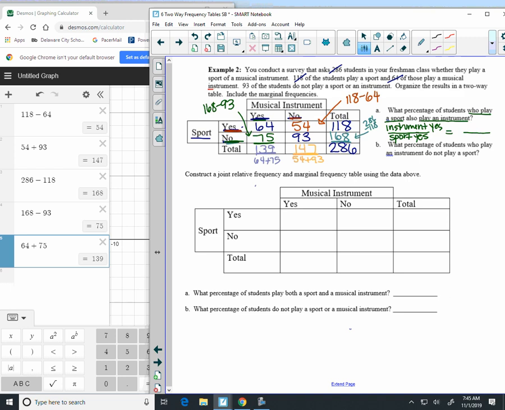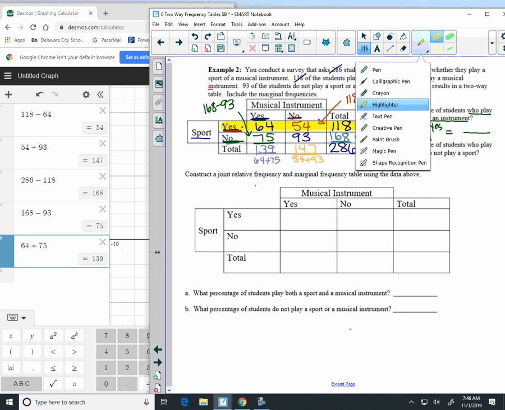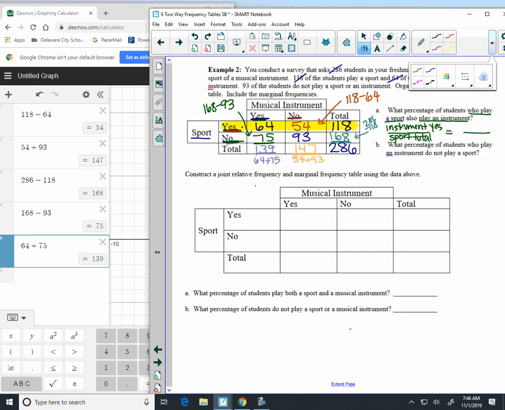And it's not just sport, yes, it's our sport total here. So we're looking for our sport total. So yes to sports, and this can get kind of tricky because you have to look at the whole thing here. So our sport yes is here. The total there is 118. And then that is the only thing that we're looking at in this whole table.